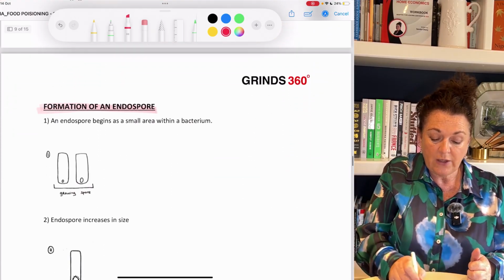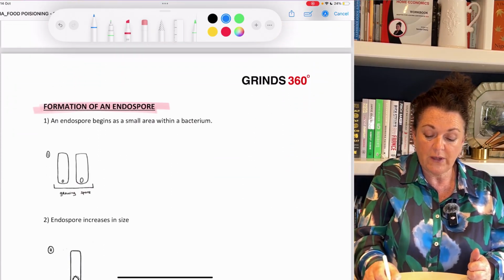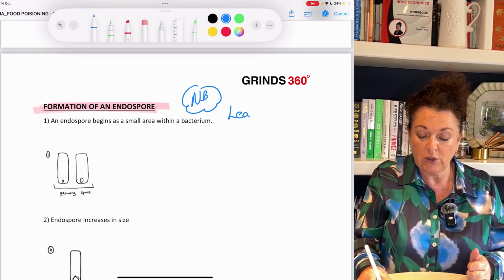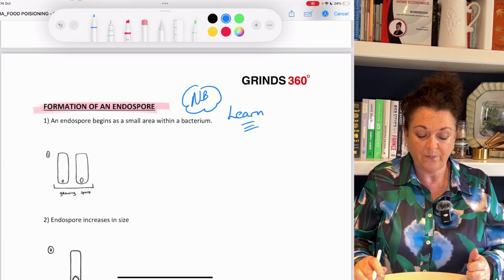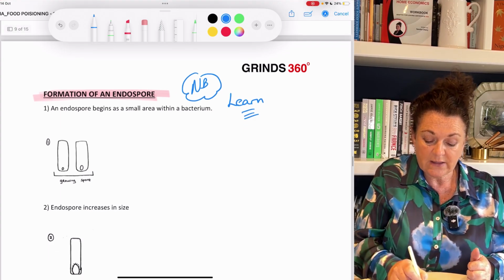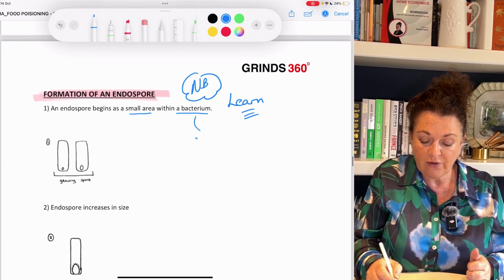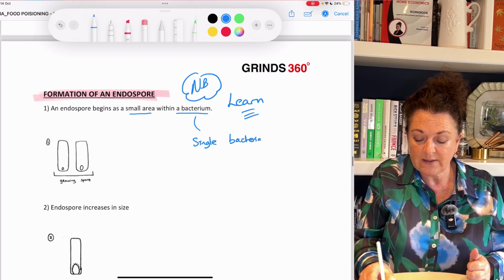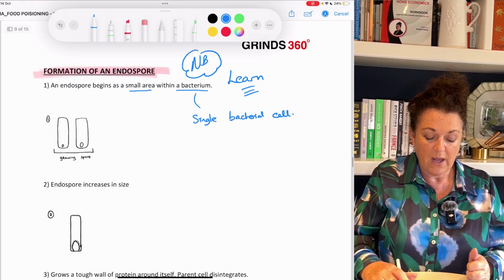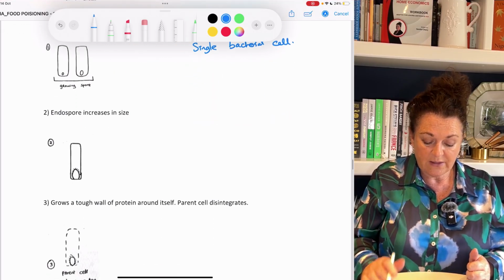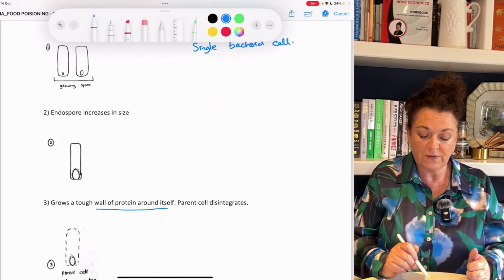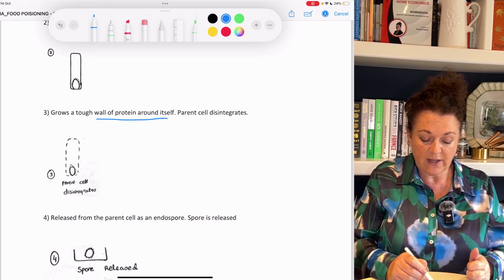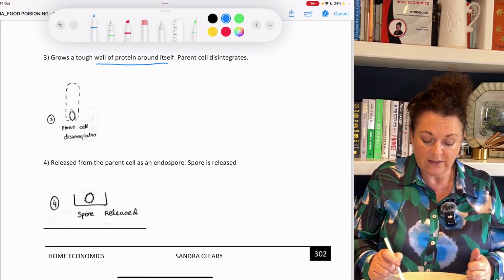So NB, you need to learn the formation of an endospore, and that means include diagrams. An endospore begins as a small area within a bacterium, which is a single bacterial cell. The endospore increases in size, and a tough wall of protein forms around it. Eventually the wall disintegrates and the spore is released.